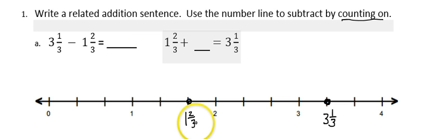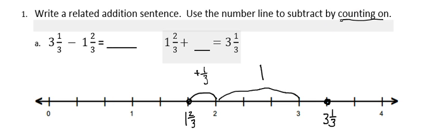So I'm going to start at the 1 2/3 and I'm going to count up to 3 1/3. I'm going to start by jumping to my 2 wholes. That's a jump of 1/3 since each whole number has been divided into thirds. From that point, I'm going to do a jump of 1 whole. So I jumped from 2 wholes to 3 wholes, so that's just adding 1. And then I'm going to do one more hop from 3 to 3 1/3, and that's another hop of 1/3.